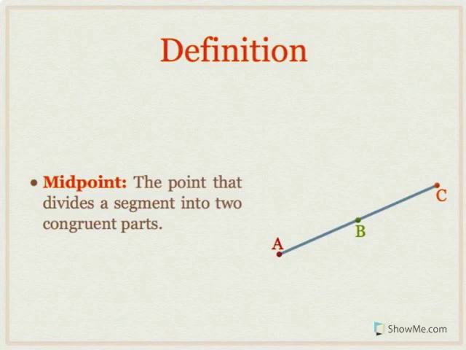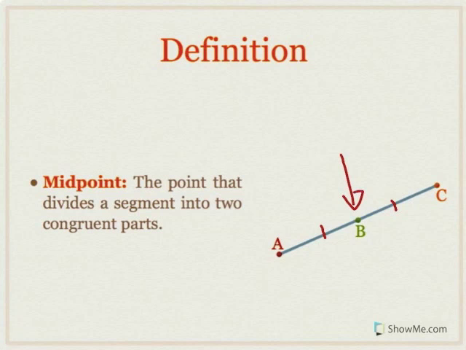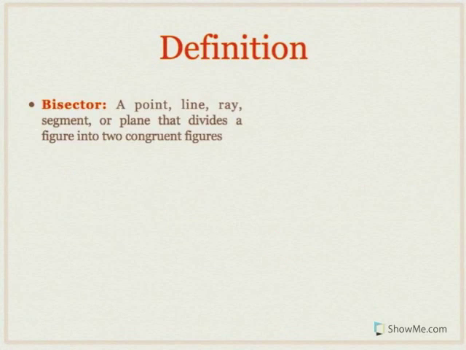Another quick definition, midpoint. Midpoint is a point that divides a segment into two congruent parts. So in this figure, point B is the midpoint of segment AC. And another definition. A bisector is a point, line, ray, segment, or plane that divides a figure into two congruent figures. So if you think about it, a midpoint is a bisector.